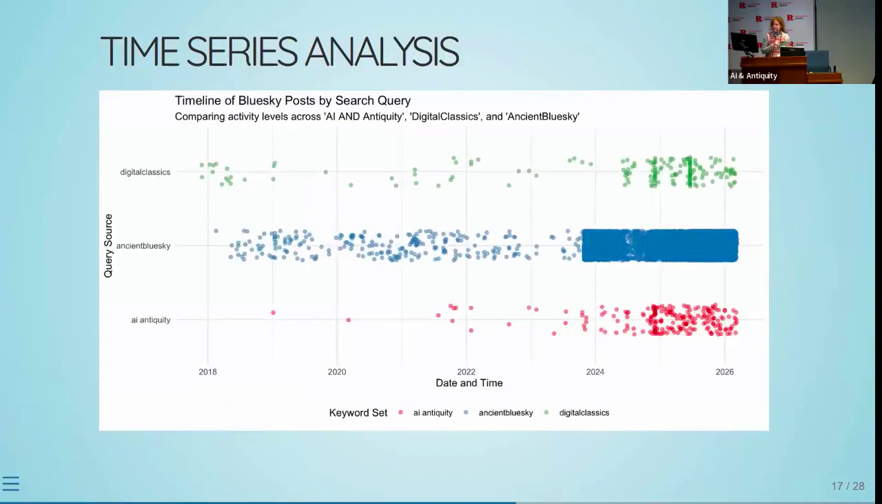I wanted to include some time series analysis just so that you could see what these things look like over time. You can see, for example, AI antiquity is in red. It mainly picks up in late 2024 and to the present. Ancient Blue Sky is just a smudge, a lot of posts. And then digital classics, you see it has a lot of older activity actually, but it starts to pick up steam again towards the end, right around the same time as the others, which is kind of interesting.